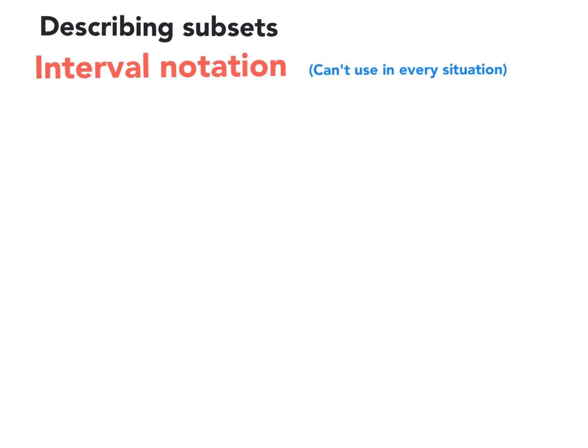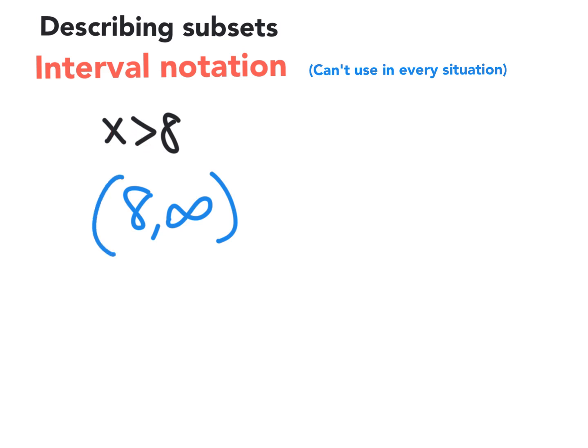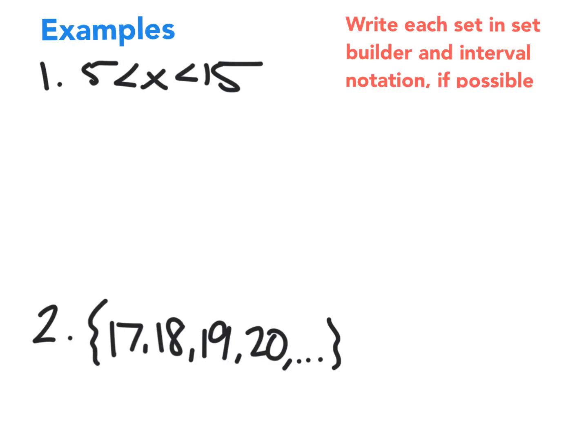Another way to describe subsets is with interval notation, and this you've seen before. If I were to describe x is greater than 8, those are just the numbers from 8 to infinity, right? And infinity is never included. And here we saw x is greater than, not greater than or equal to, so 8 is also not included. It goes from 8 all the way to infinity. One note about interval notation: you can't use it in every single situation, and we'll see that in a second.